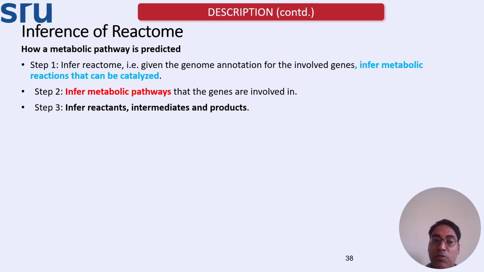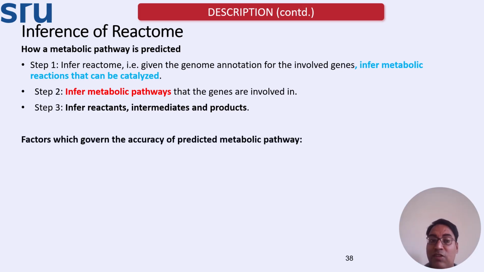So infer metabolic steps and the pathways that the genes are involved in. List down all the biochemical pathways, list down all the genes, and then keep correlating where the genes can be involved and what the missing genes could be. To extend it further, find out the reactions, reactants, intermediates, and the products completely.